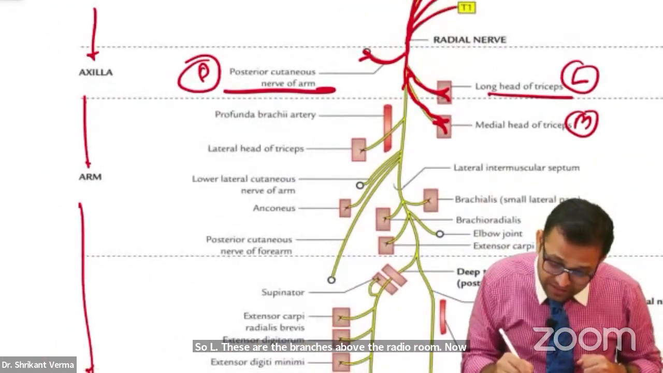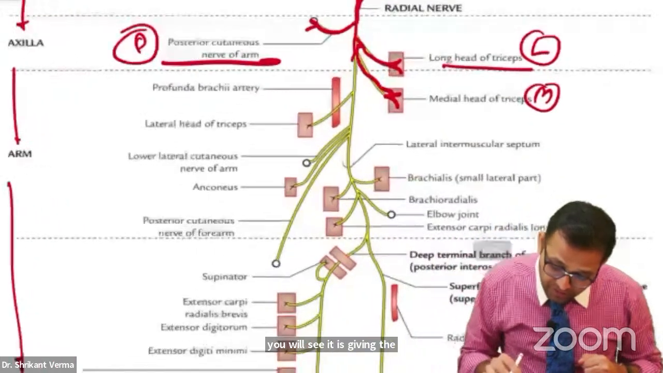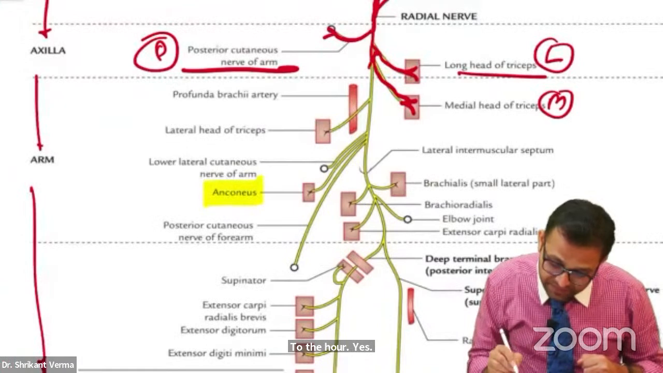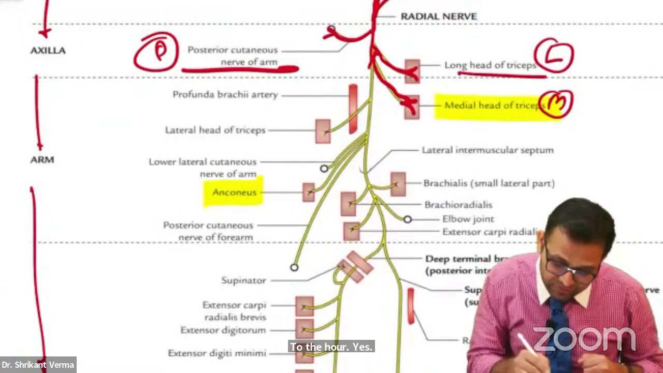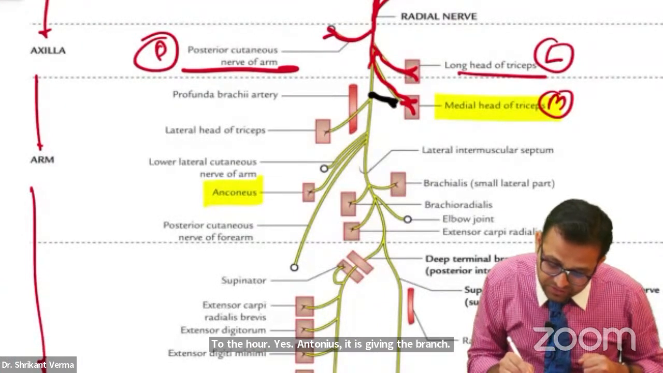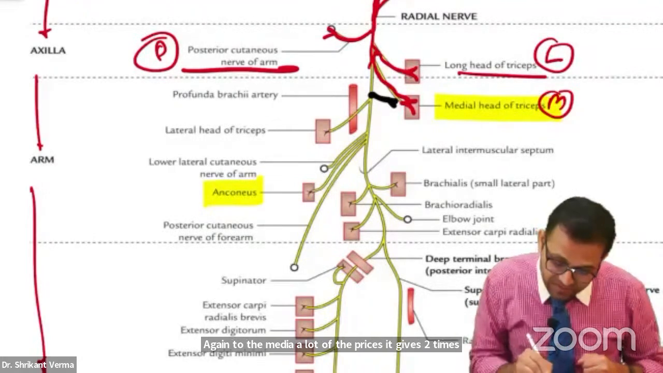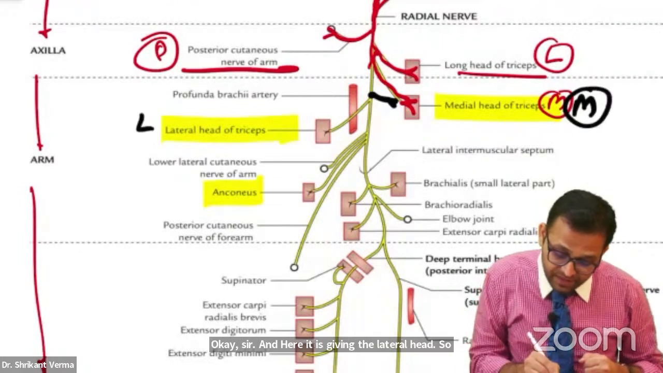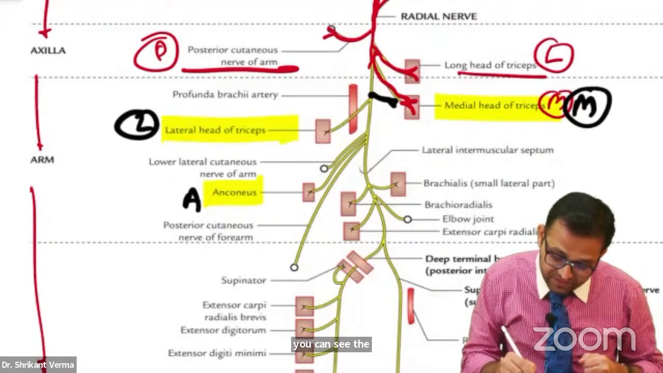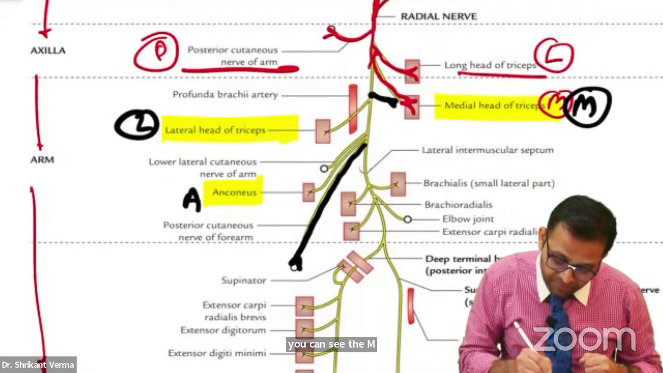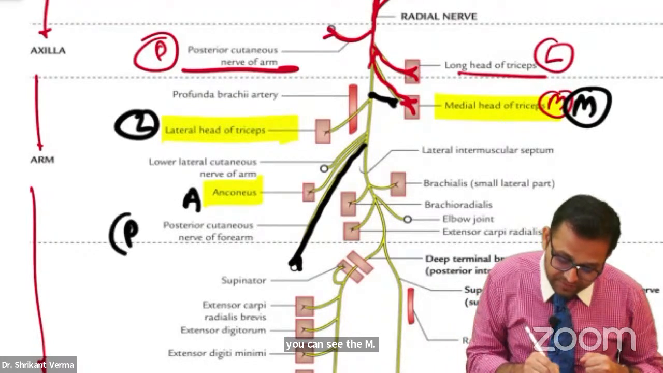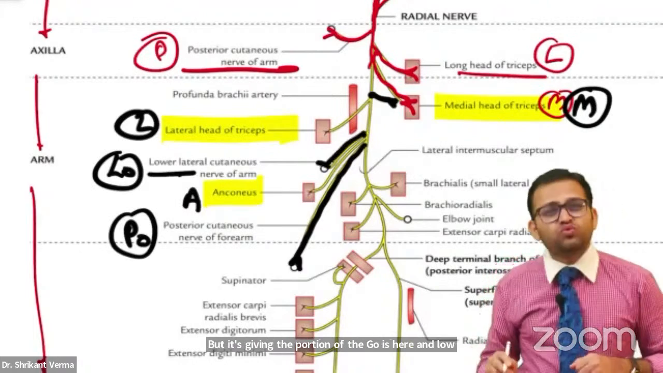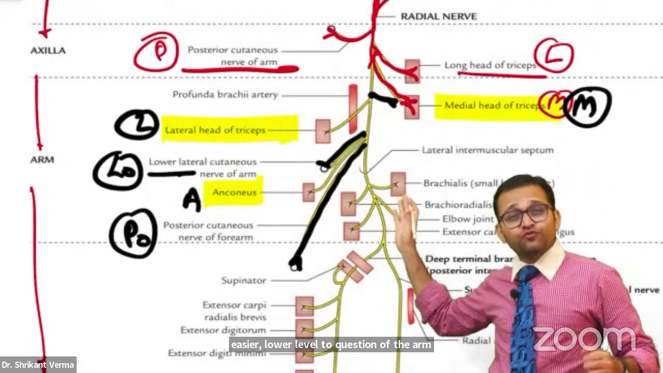Now you will see it is giving the branches to the anconeus. It is giving the branch again to the medial head of the triceps. It gives 2 times branches. And here it is giving the lateral head. So you can see the MLA. It is giving the posterior cutaneous nerve of the forearm. So PO is here and low is here, lower lateral cutaneous nerve of the arm. So that diagram which I formed for all of you, that is easier.